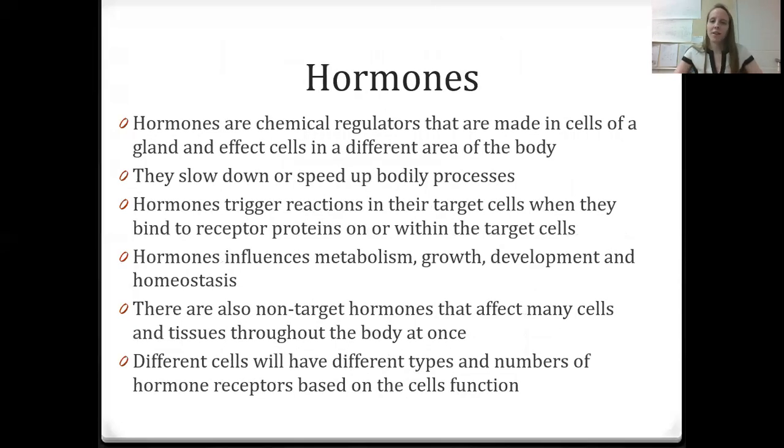Hormones are just chemical regulators that are made in cells of a specific gland and then go and target cells of a different gland. All of these hormones can go and either speed up or slow down different bodily processes. They're going to trigger their target cell to do something by binding to a receptor on that target cell. Since receptors and hormones need to match, only certain hormones will target only certain cells or glands. Hormones can influence everything from metabolism, growth, homeostasis, etc.